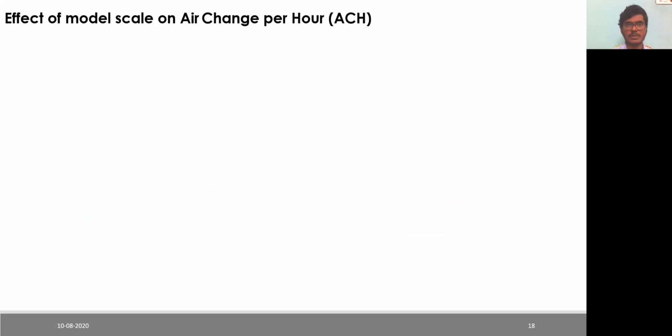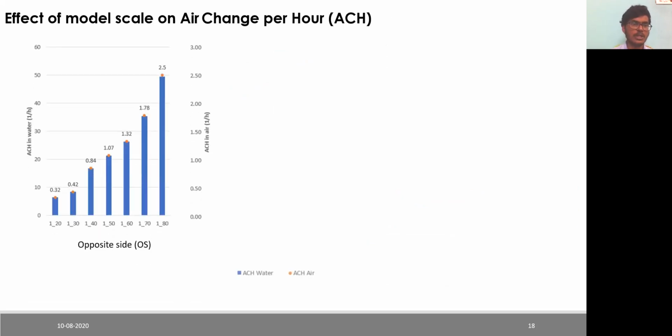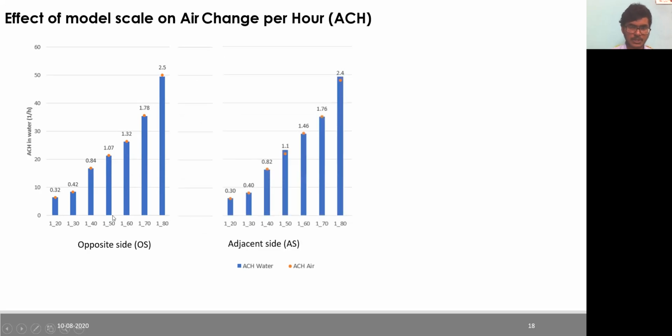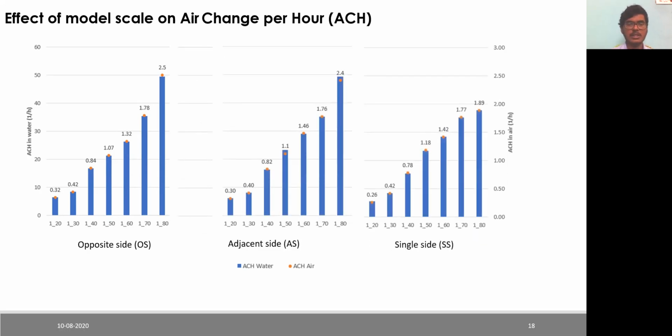So let's see the effect of model scale on the ACH. Here the left bar indicates the ACH in water and the right bar indicates the ACH in air. So here's the configuration for opposite side. Then comes the adjacent side and the single side. It is observed that for these scales 1:20, 30 and 40, in all the configurations, the ACH value seems almost near, but however, it is observed that the ACH values for OS configuration, that is opposite side, is higher than the other 2 configurations.